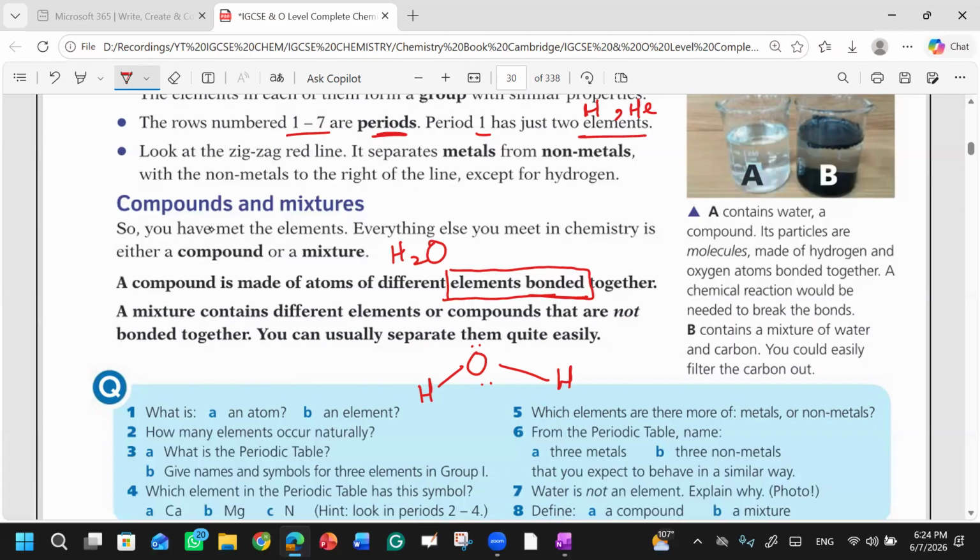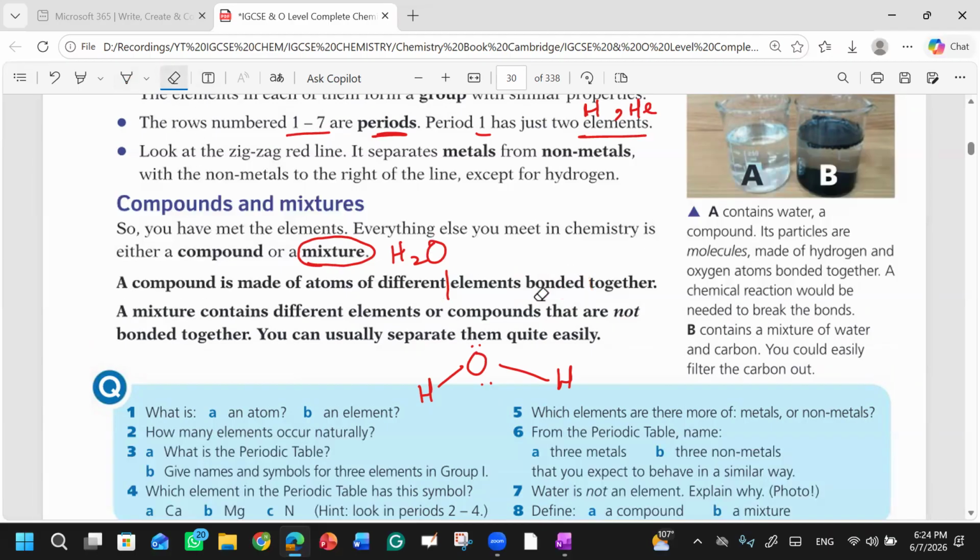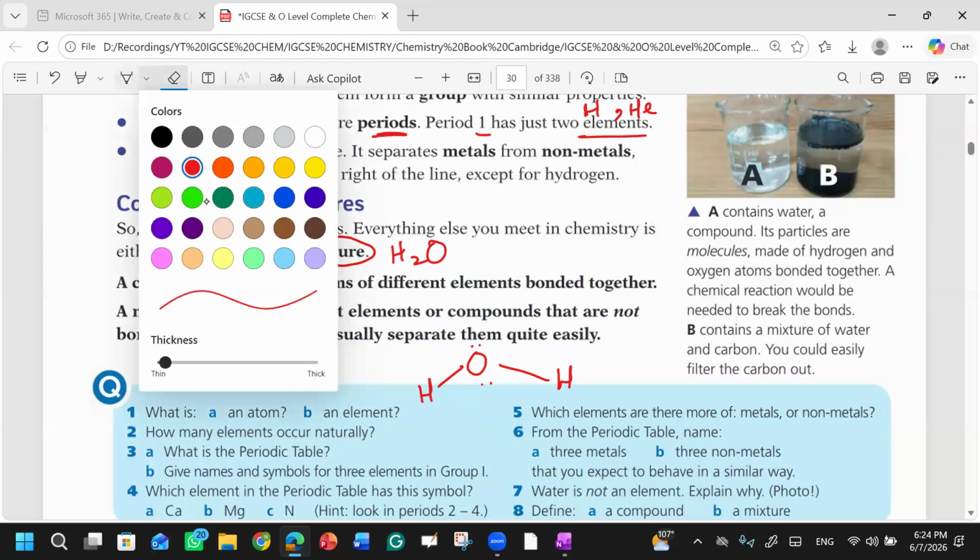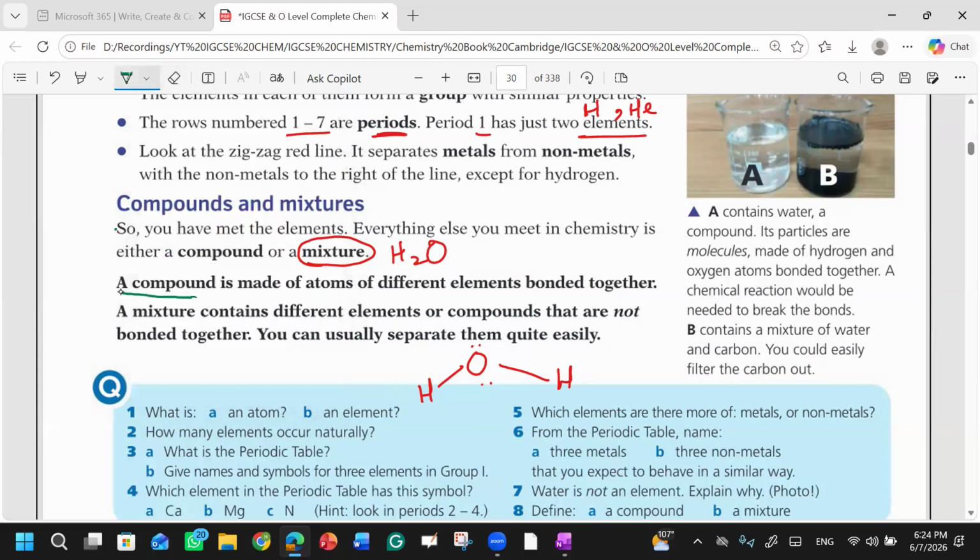When you have two or three things added, but they cannot bond together, then you can say that particular thing is a mixture. Clear? That particular thing is a mixture when they cannot bond. So firstly, a compound is formed when atoms of different elements are bonded together. Clear?